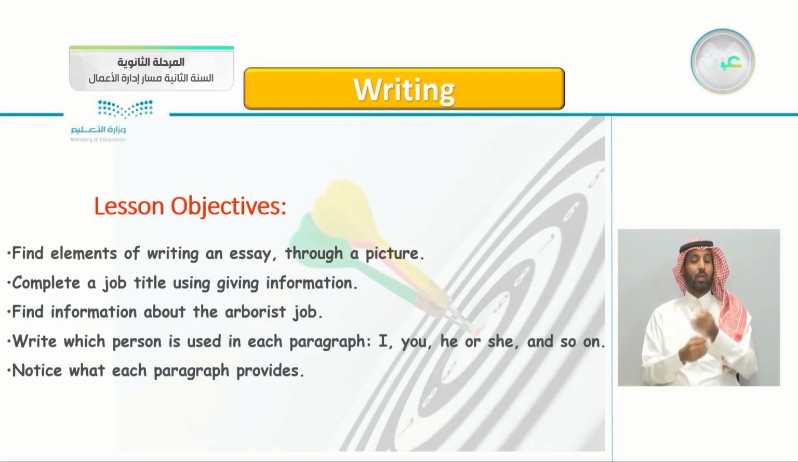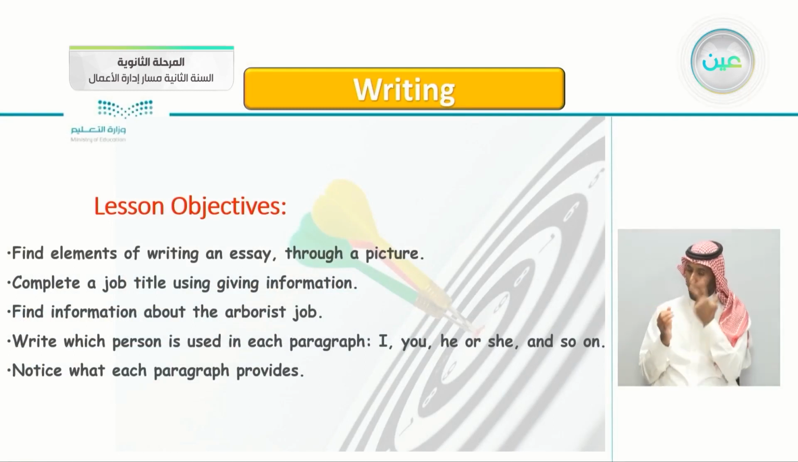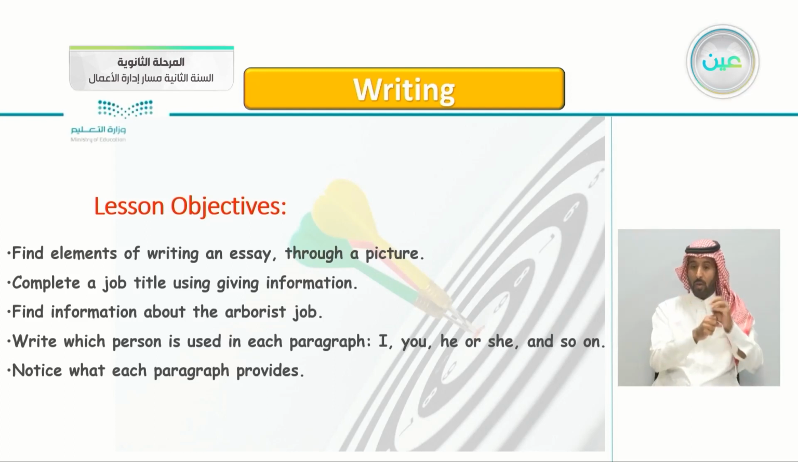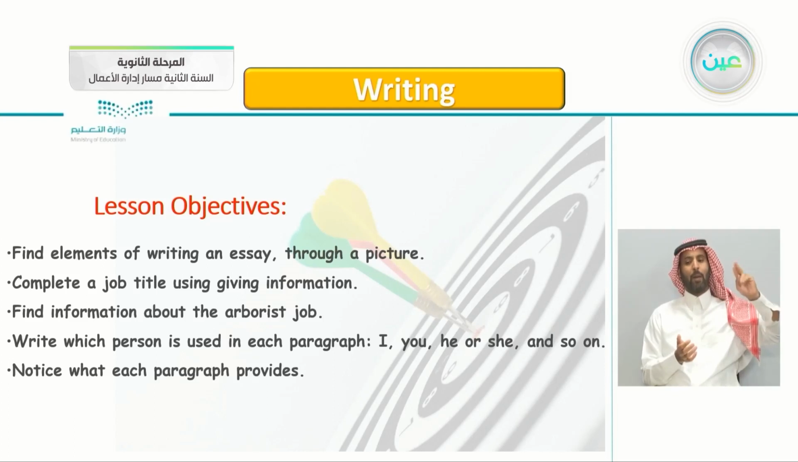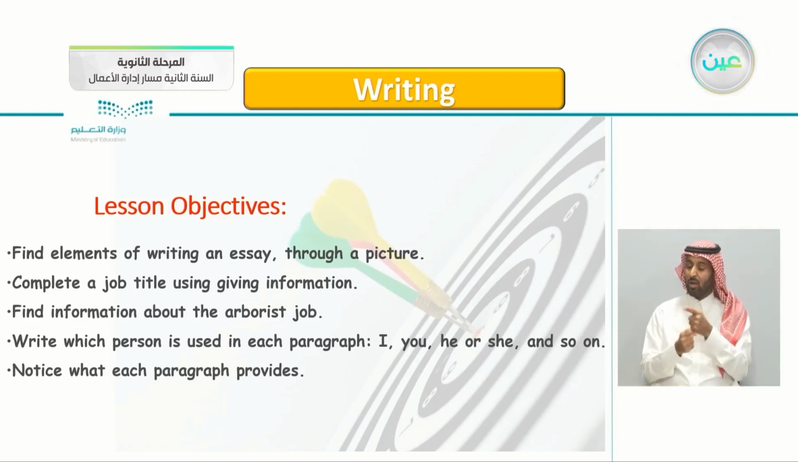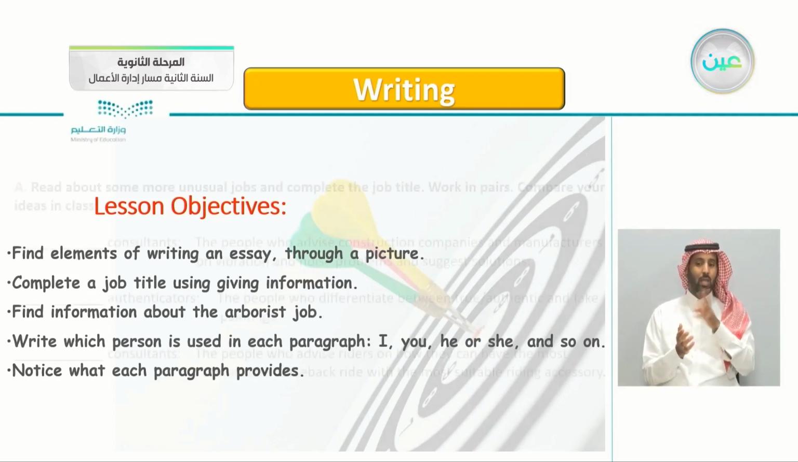So these are today's objectives, the writing objectives. Find elements of writing an essay through a picture. Complete a job title using given information. Find information about the arborist job. Write which person is used in each paragraph. Again, write which person is used in each paragraph: I, you, he or she, and so on. Notice what each paragraph provides.